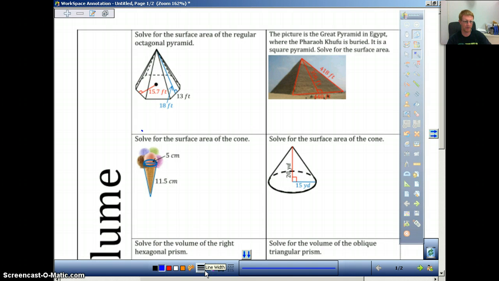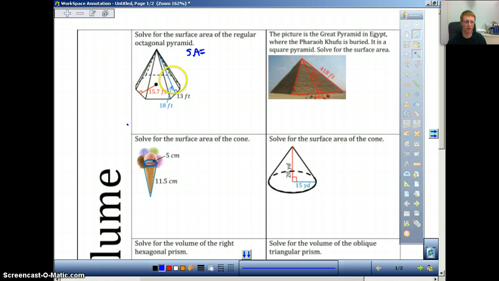Okay, so here we have an octagonal pyramid, which means the base is an octagon, and then the sides are always going to be triangles. So the lateral faces of a pyramid will always be triangles. So we need to figure out the area of the base plus all of our triangles. Now, it's regular, which means all of our triangles around the outside are exactly the same. So here's what our formula looks like.